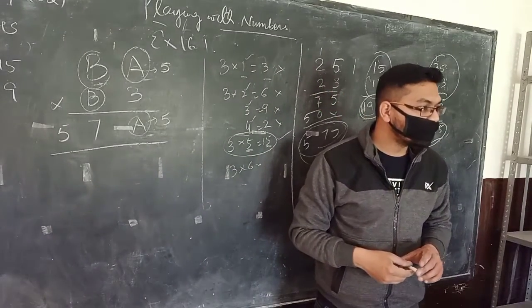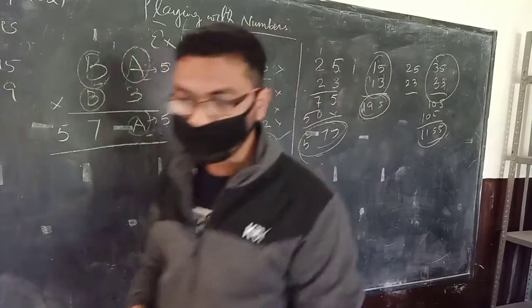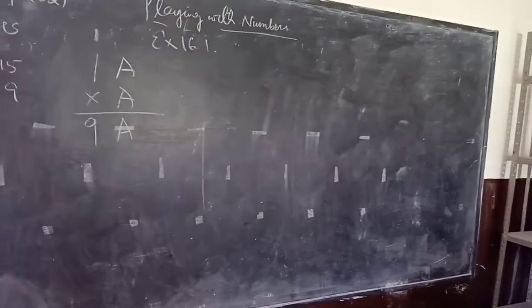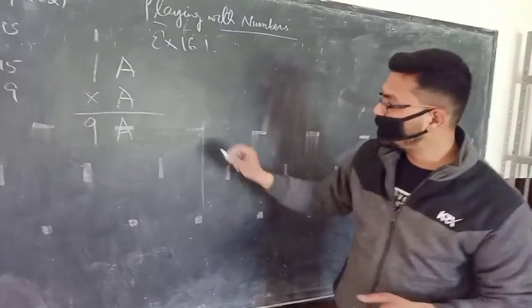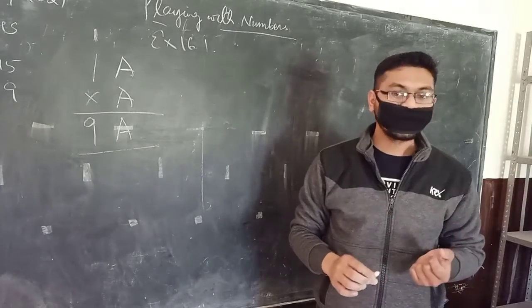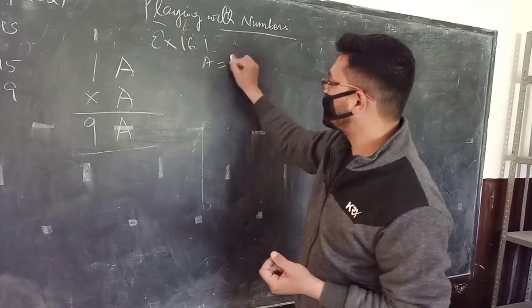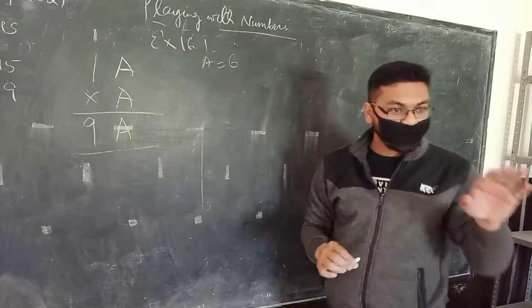Any doubt? If there is no doubt, please note it down first. So the question is 1A into A, and the answer that you will get is 9A. What is the answer? 966. Okay. So you are saying that A should be 6. Why? The reason behind is, exactly.